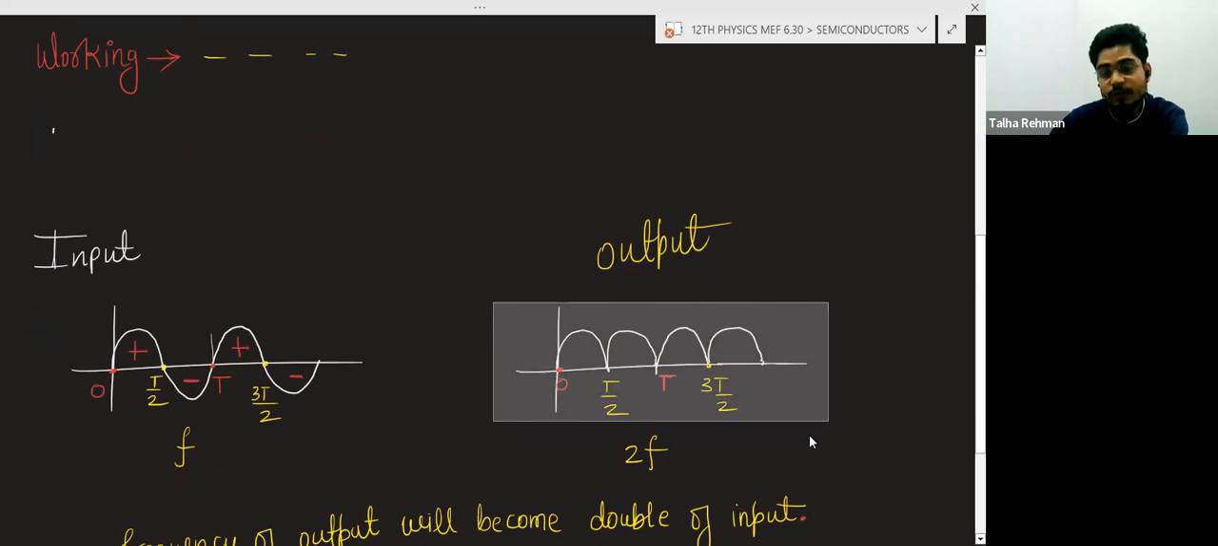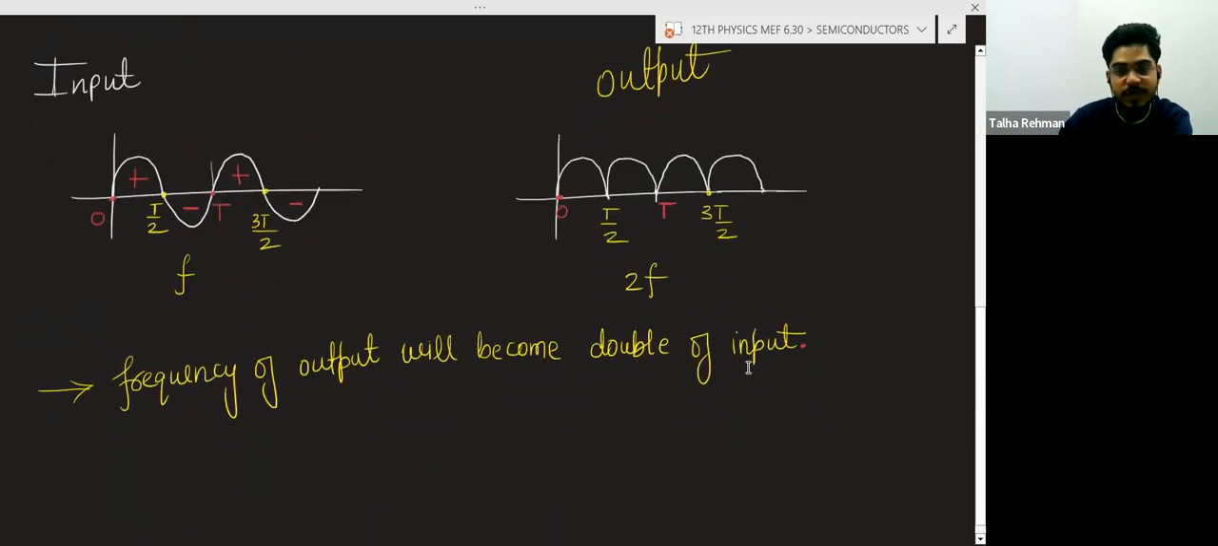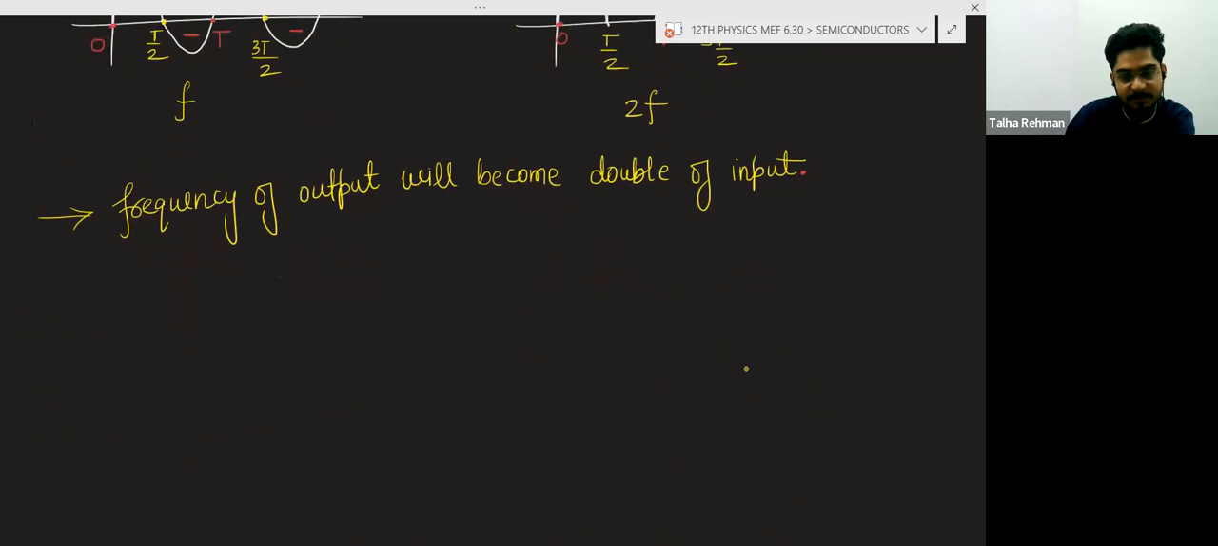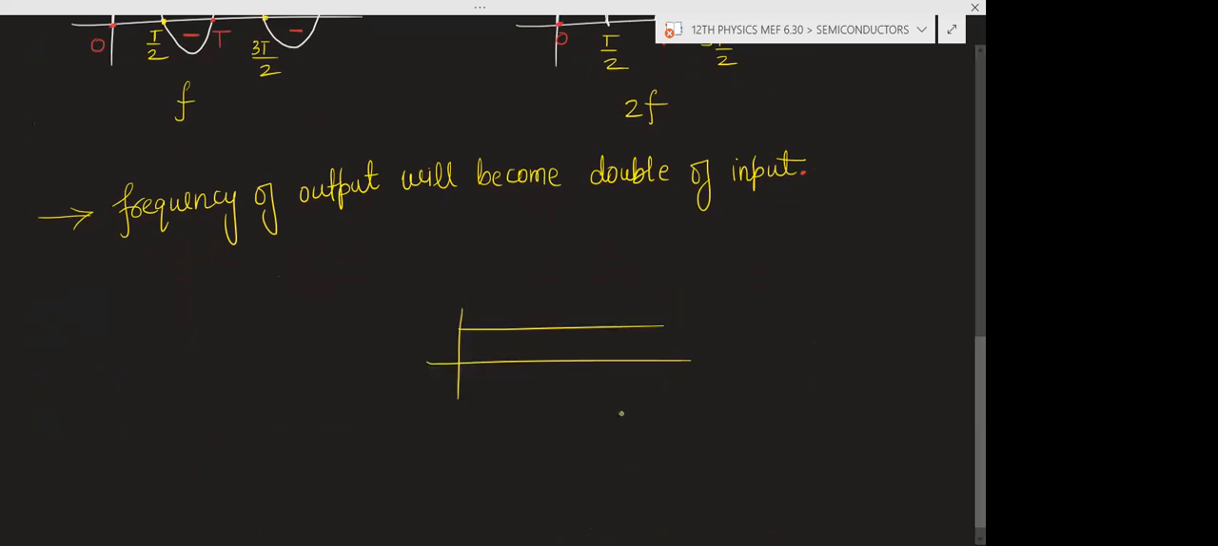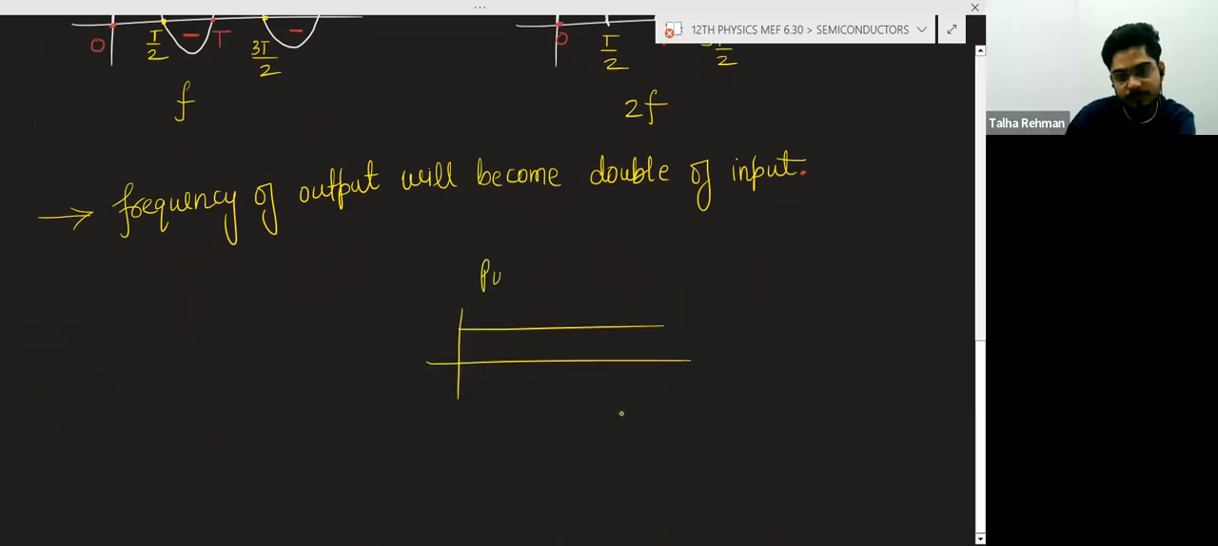So what we will do, we want the pure DC. And what is pure DC? Pure DC is like this, a straight line. Not pulsating. This is the pure DC.